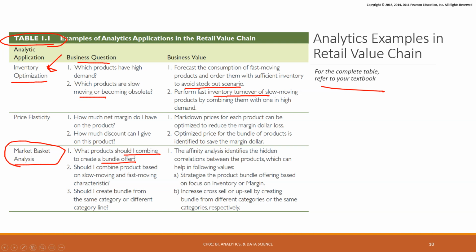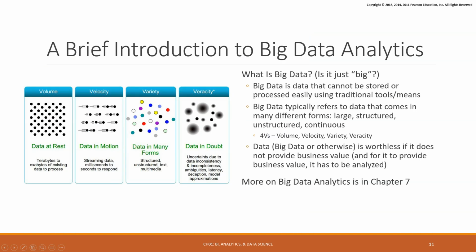So convenience stores started putting beer and diapers together in the same place, so that way it would help customers get to the store a little faster. So that's just a basic market basket analysis.